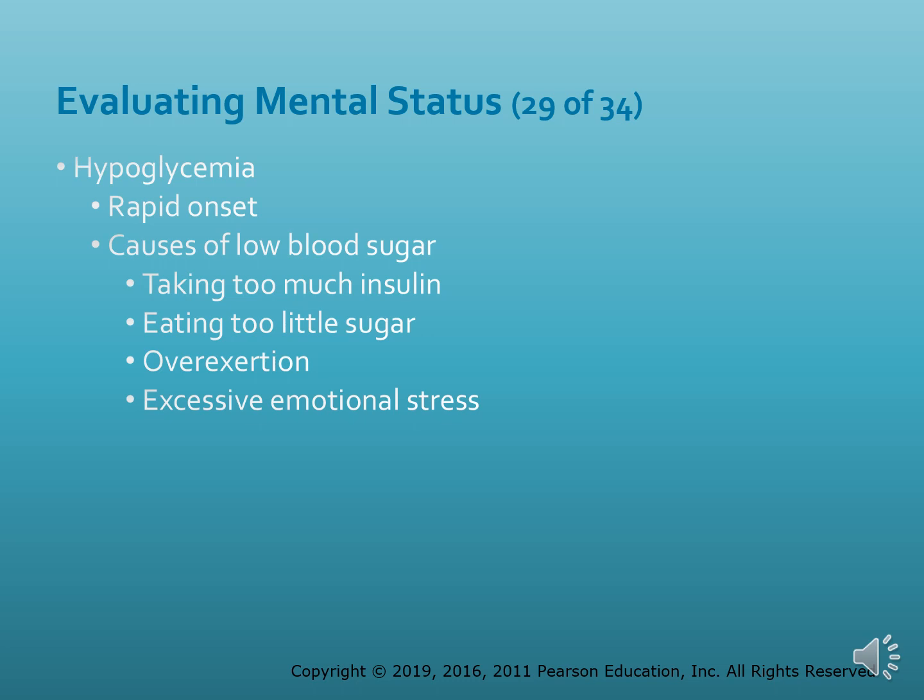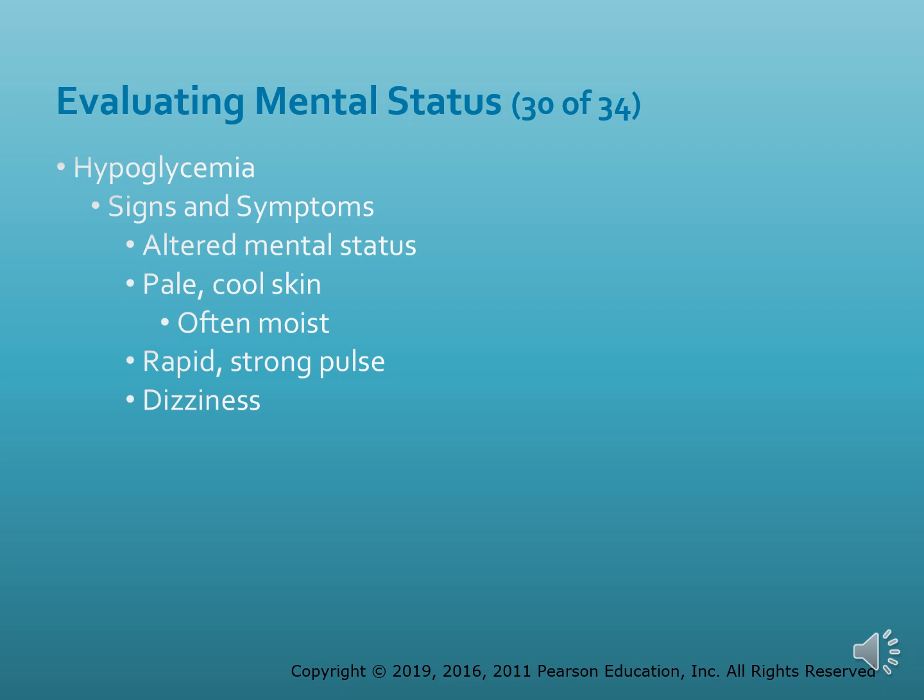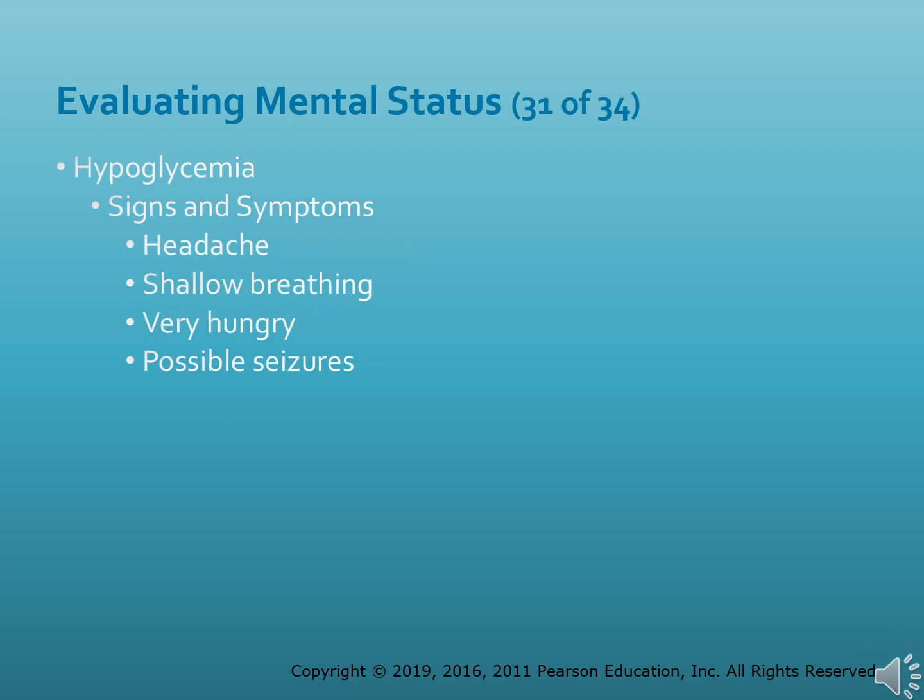If they cannot swallow or they cannot speak or talk, these ones should not ever be given anything by mouth. They can have altered mental status, pale, cool skin, which is often moist, rapid and strong pulse, and dizziness. Why would low blood sugar cause an altered mental status? Think about that question. We'll discuss that later. They can also have headaches, shallow breathing, be very hungry, and possibly even have a seizure.